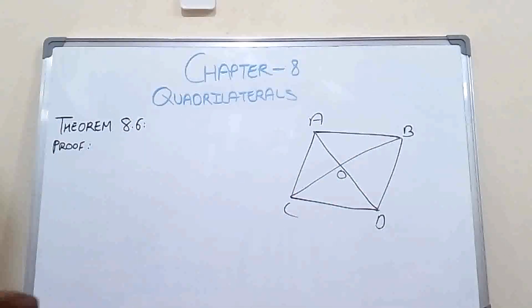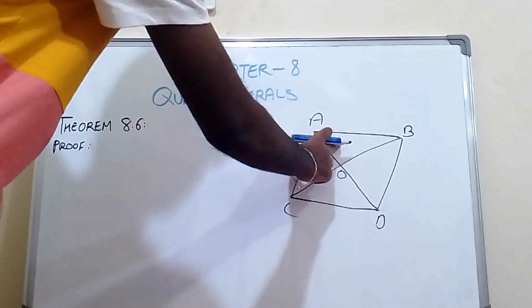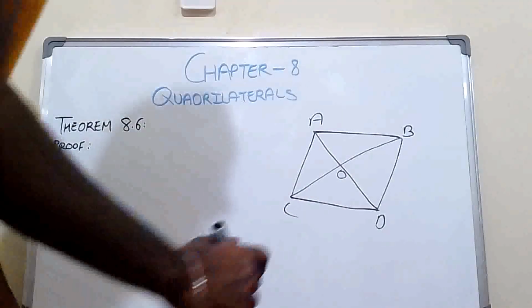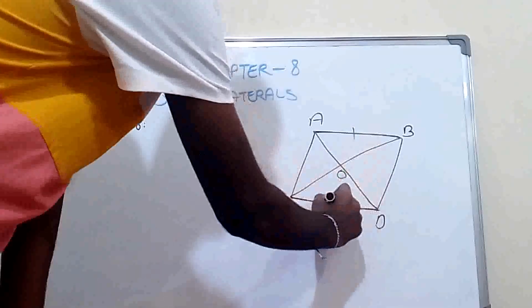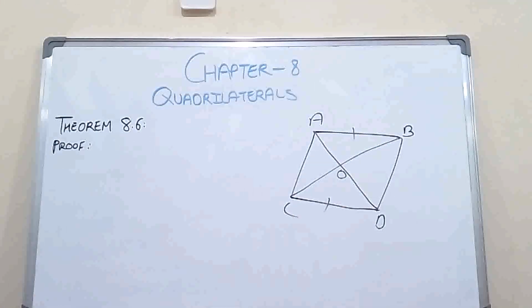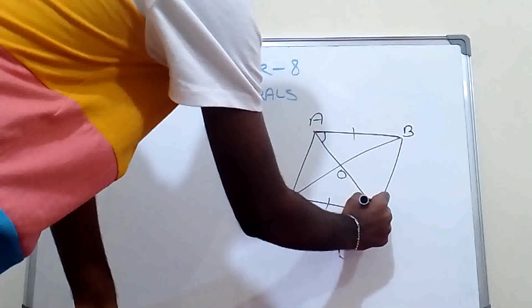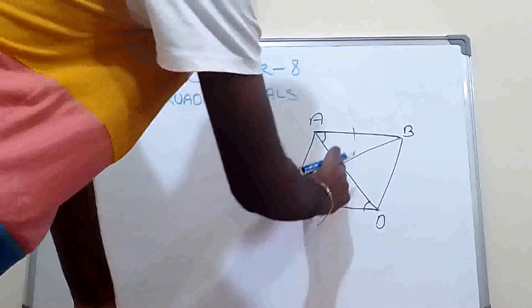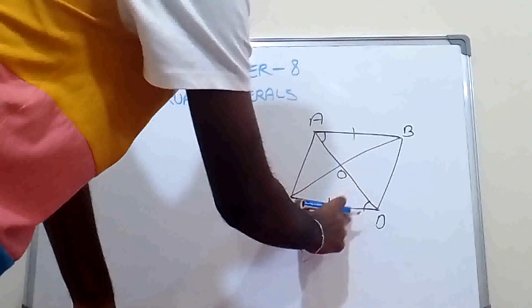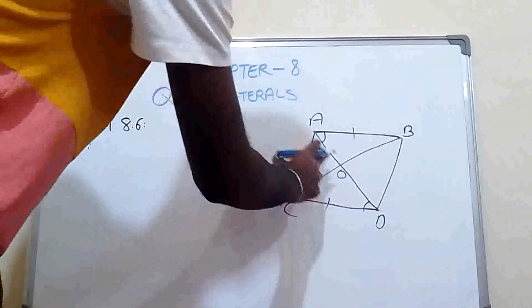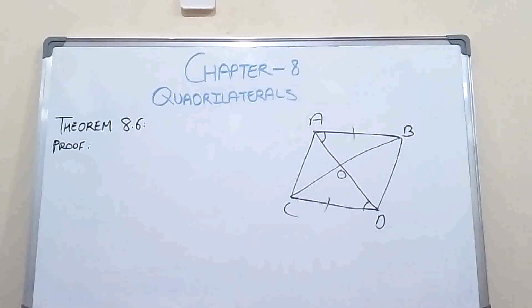And how do we prove that? Well, we can prove that by showing that triangle AOB is congruent to triangle COD. And how do we show that? So let's see. We can tell that AB is equal to CD because opposite sides of a parallelogram are equal. Then we can also say that this angle is equal to this angle. Why? Because AB and CD are parallel, and AD is a transversal. So the alternate interior angles will be equal.